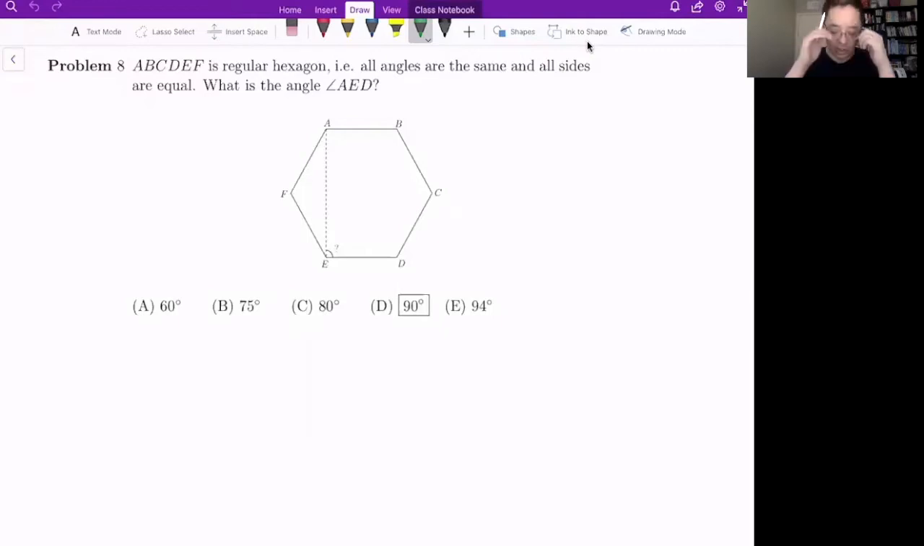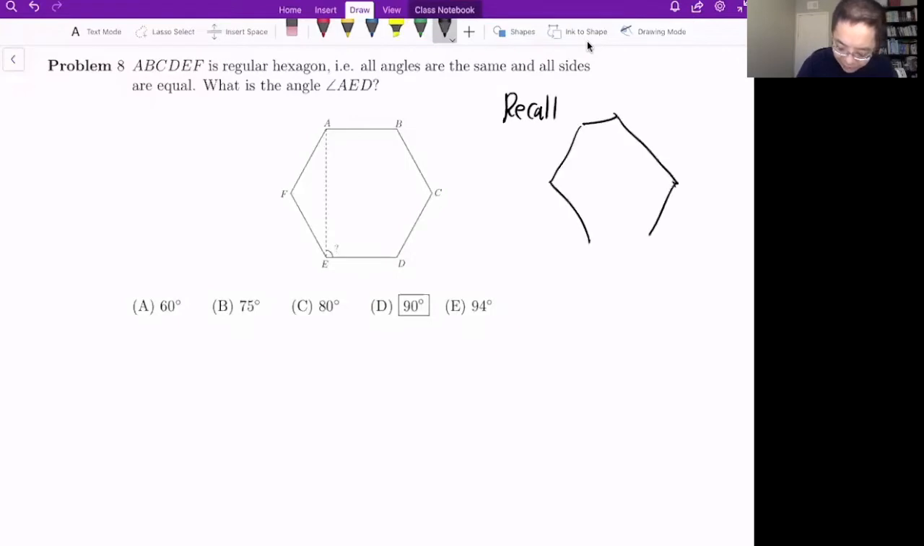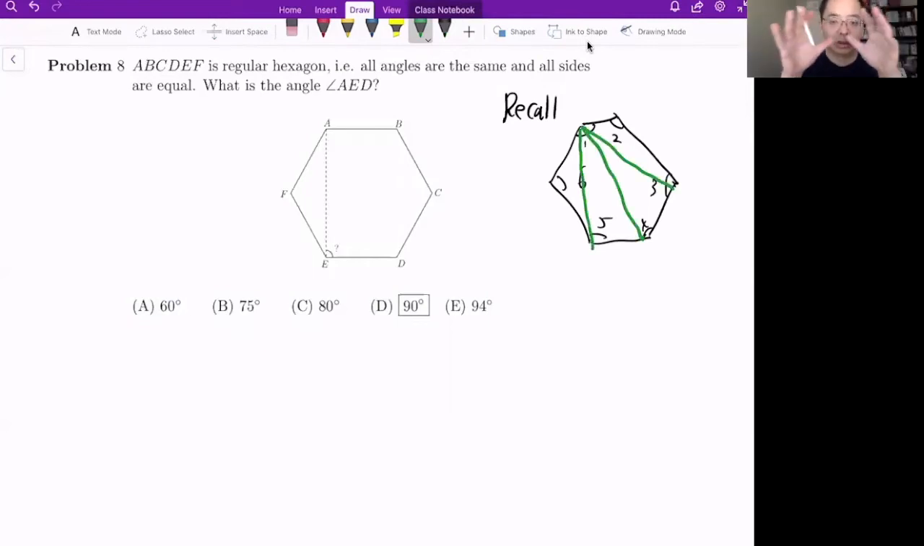So first let's recall a basic fact about hexagons. Say I have a hexagon, regardless of whether it's regular or not. Then we know the total number of angles: this is 1, 2, 3, 4, 5, 6, right? Because the hexagon can be separated into 4 triangles, and we know each triangle's sum of angles is 180.